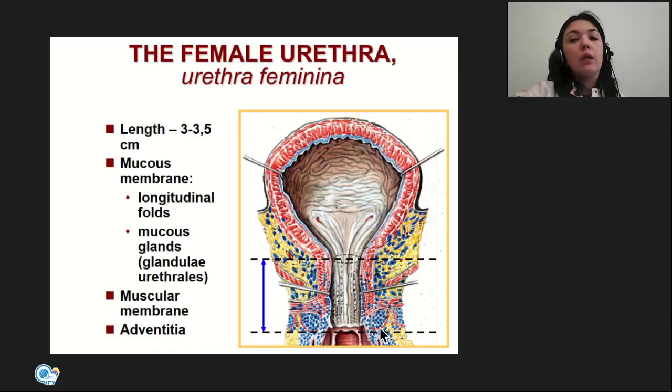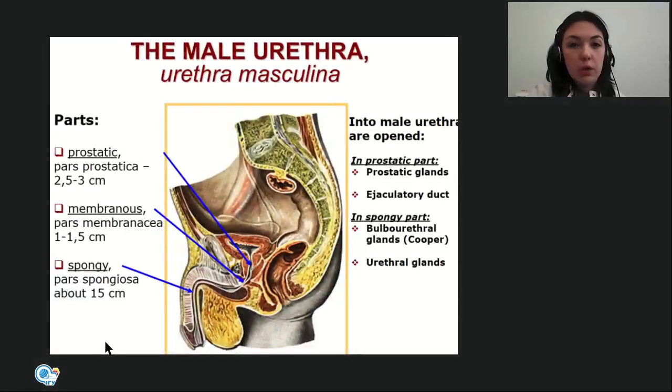Yes, so the fact that it is short and broad makes the urinary tract in females very vulnerable to different types of infections. So cystitis and even nephritis are much more common in females than in males, because in females the urethra is short and broad, so different bacteria can easily pass through it.